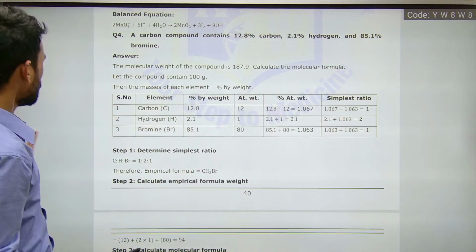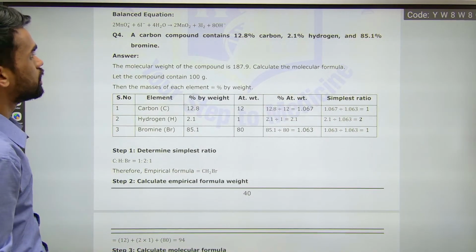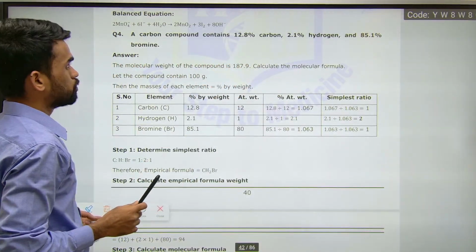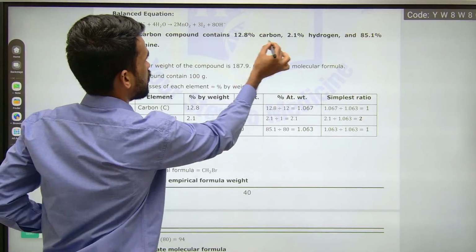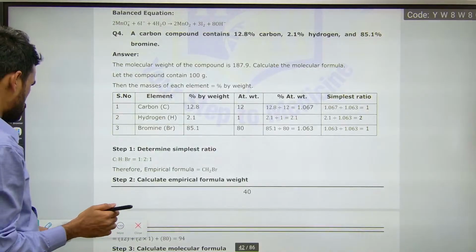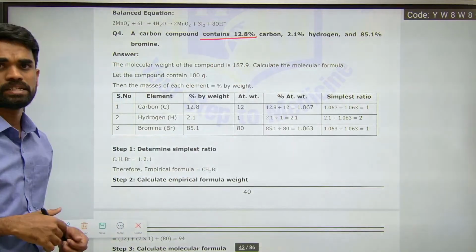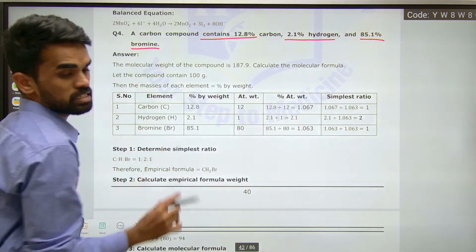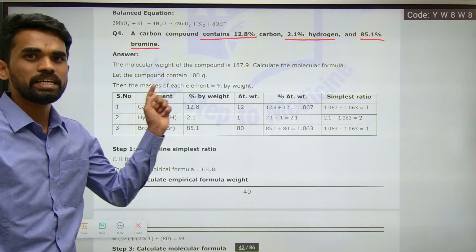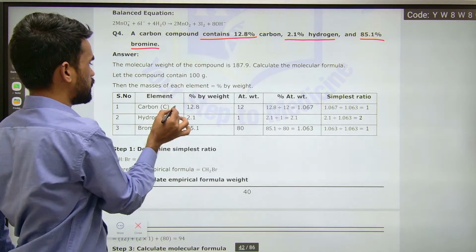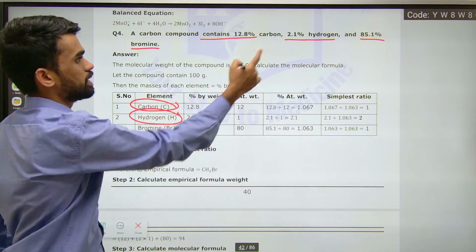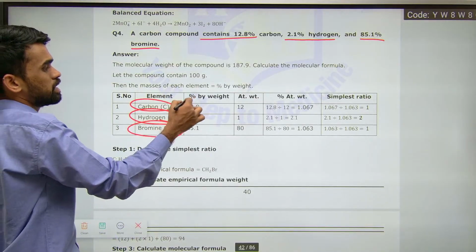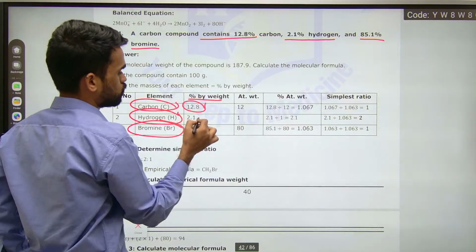See, the question says, a carbon compound contains 12.8% of carbon. A given organic compound contains 12.8% carbon, 2.1% hydrogen and 85% bromine. That's the data they have given. So just take a table. What are the elements they mentioned? Carbon, hydrogen, and the next one is bromine. Yes, you write it like this. And what are the percentages they have mentioned? This is percentage by weight. Just take here 12.8, 2.1, 85.1.